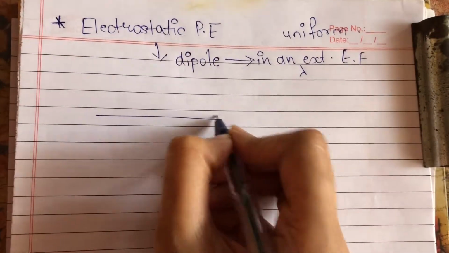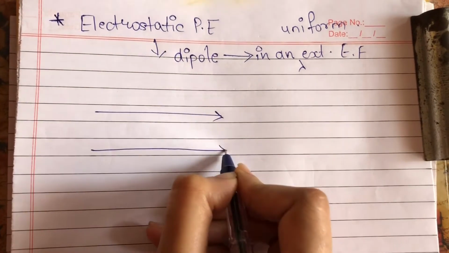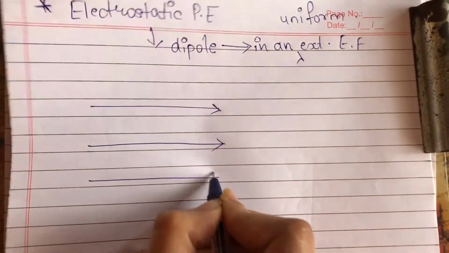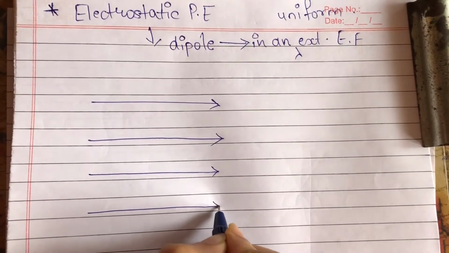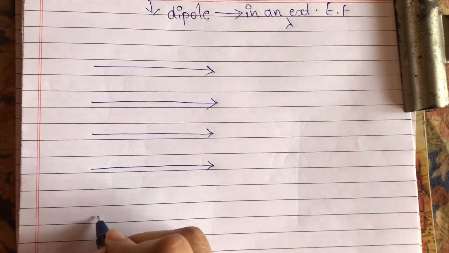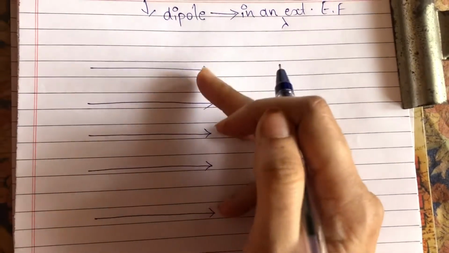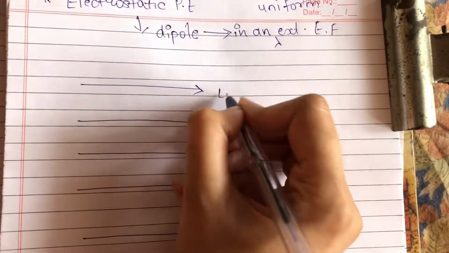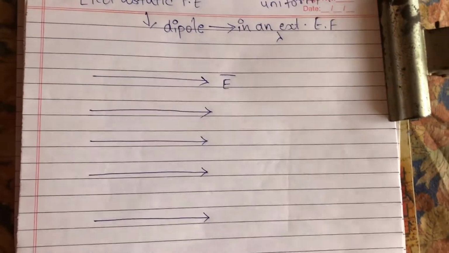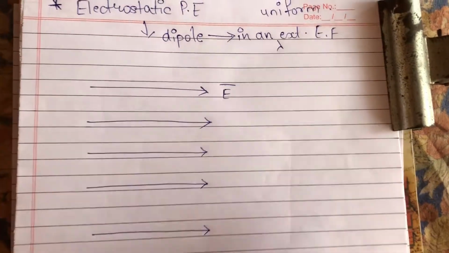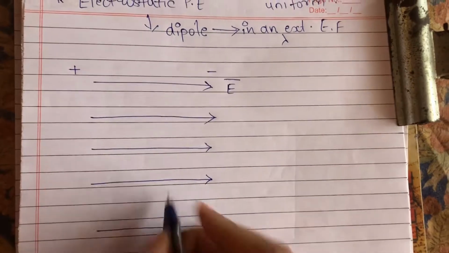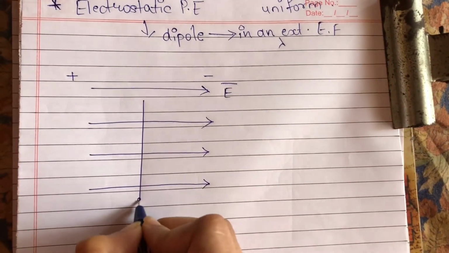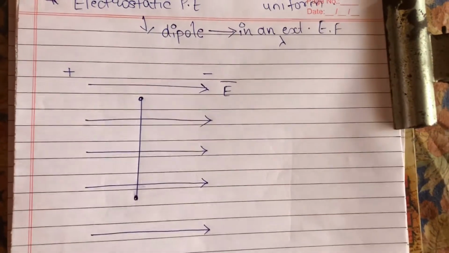Uniform external field means the electric lines of force are equidistant and parallel to each other. So this is my electric field, this is the direction of my electric field, and the electric field goes from positive to negative. Now initially I'll keep an electric dipole in the external electric field.